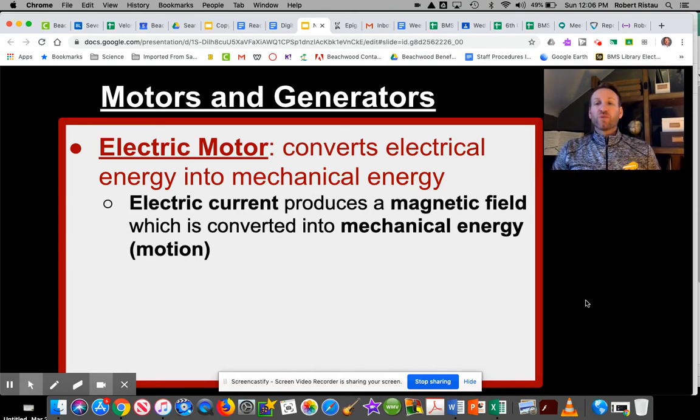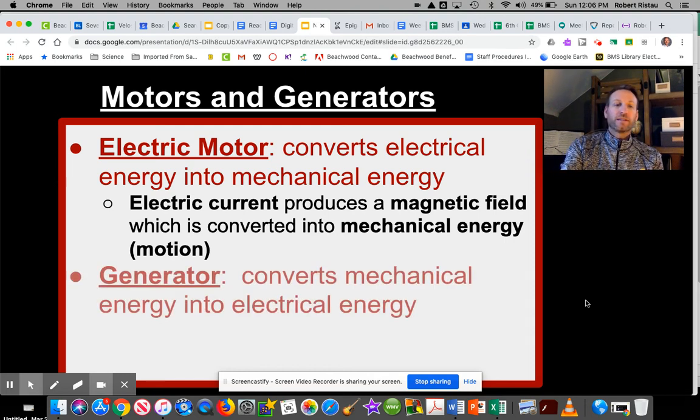And what happens is when we turn those on, the electric current produces a magnetic field. And that magnetic field then converts that into mechanical energy. That's because literally the magnets will begin to spin around. And that's how the electric motor works, okay?